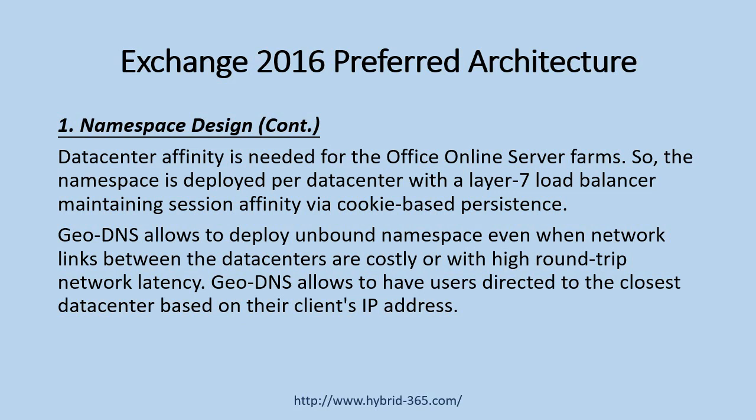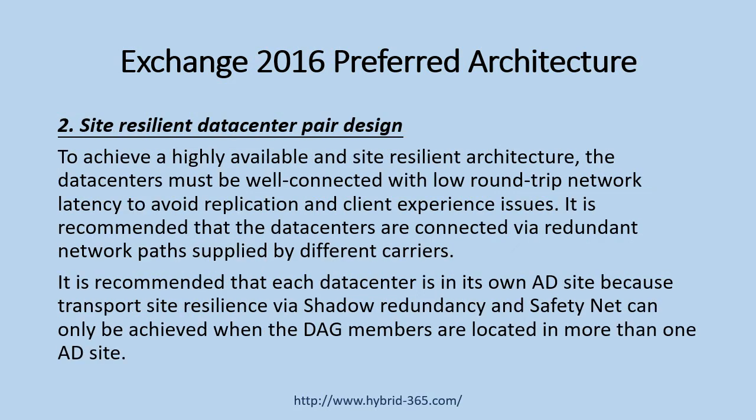As shown in the previous diagram, an important consideration is that data center affinity is needed for the Office Online server farms. So specifically for the Office Online server farms, the namespace is deployed per data center with a Layer 7 load balancer maintaining session affinity via cookie-based persistence. So the Office Online server farms will have bound namespaces like whoswest.condiso.com and whoseast.condiso.com.